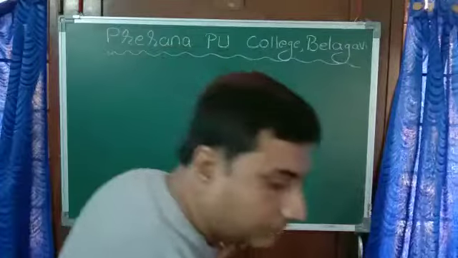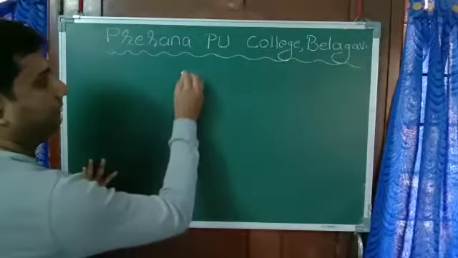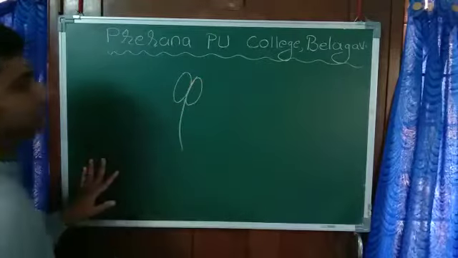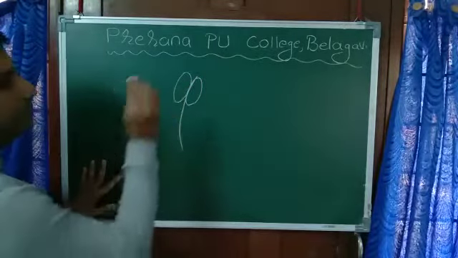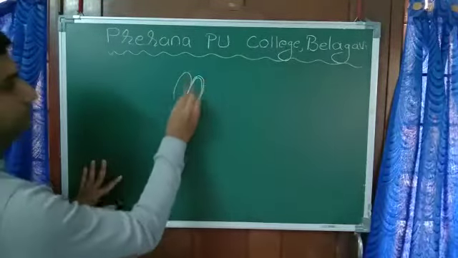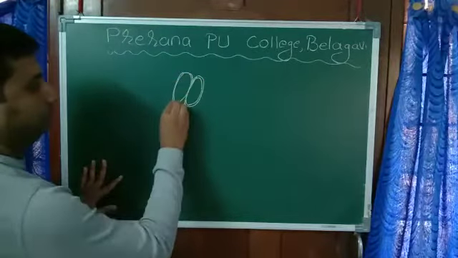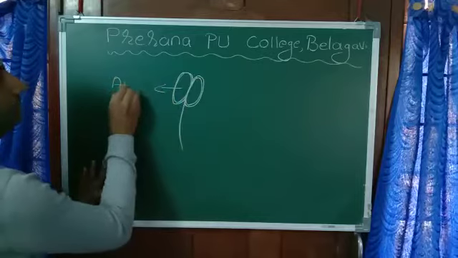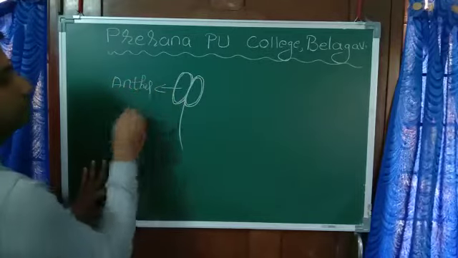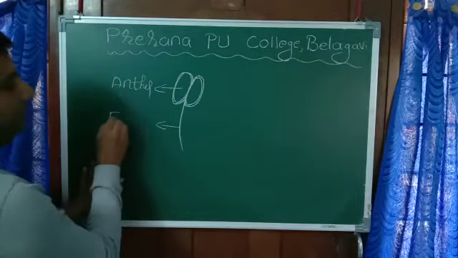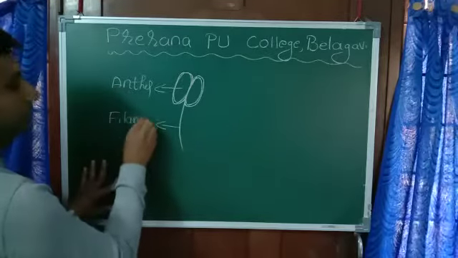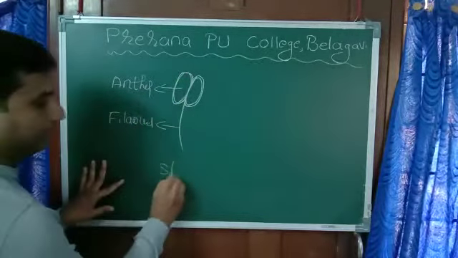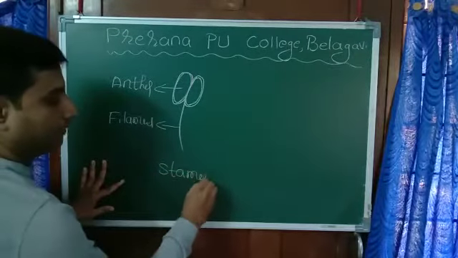Just see here, this is the stamen, somewhat like this. This part is called the anther, and this is called the filament. Anther and filament together are called the stamen or androecium.